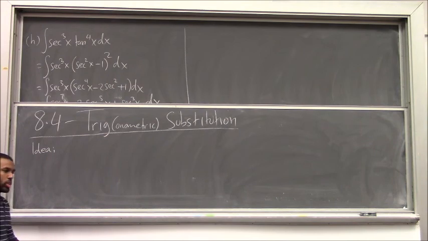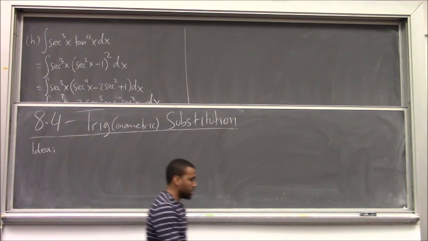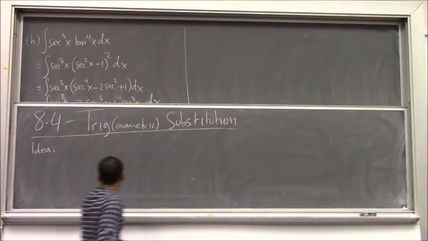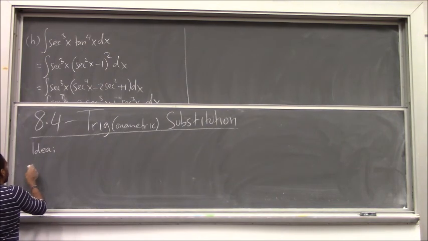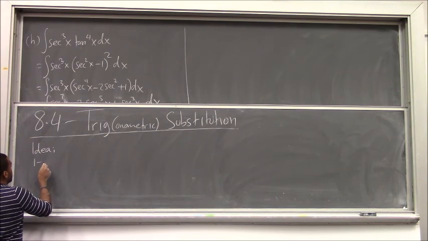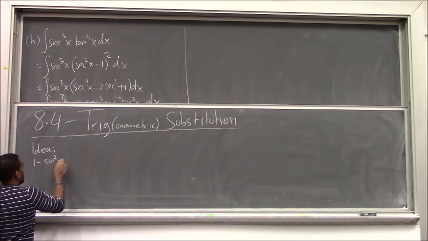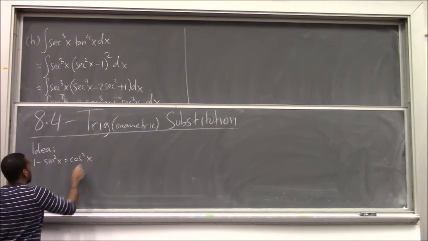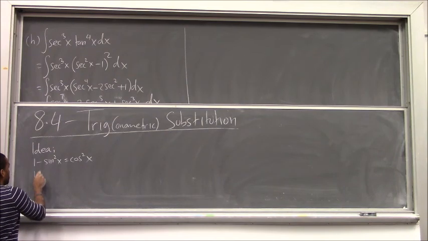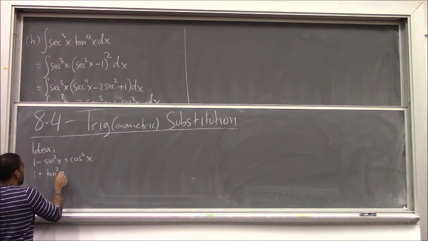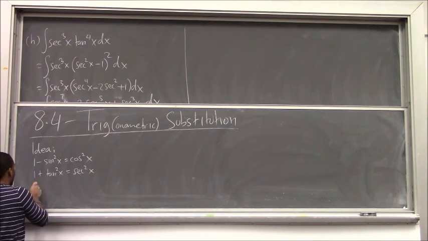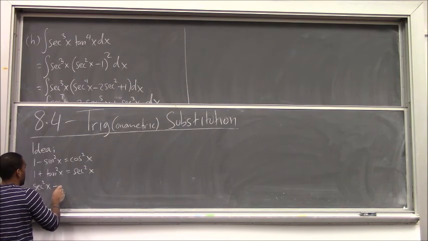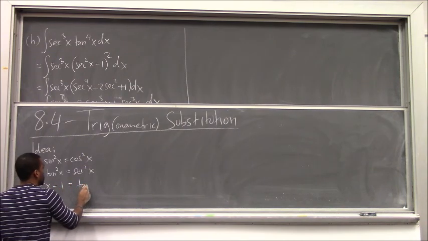We know a lot of nice trig identities. In particular, we know about the Pythagorean identities. We know about things like 1 minus sine squared equals cosine squared. We know that, say, 1 plus tangent squared equals secant squared. We know, say, secant squared minus 1 equals tangent squared.